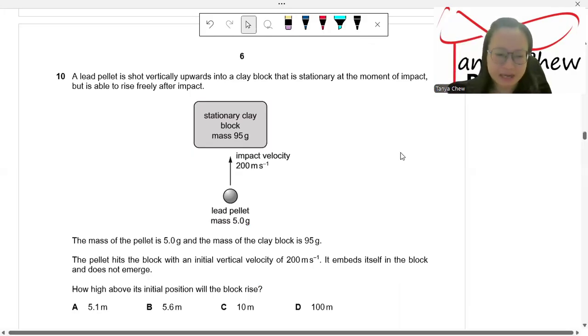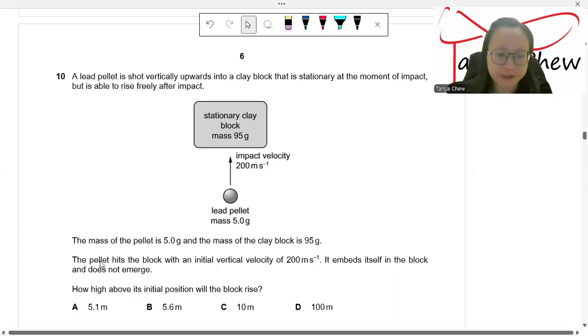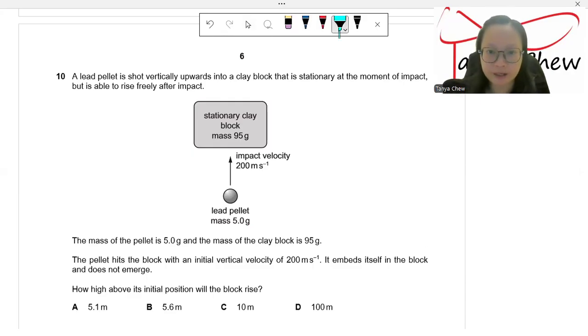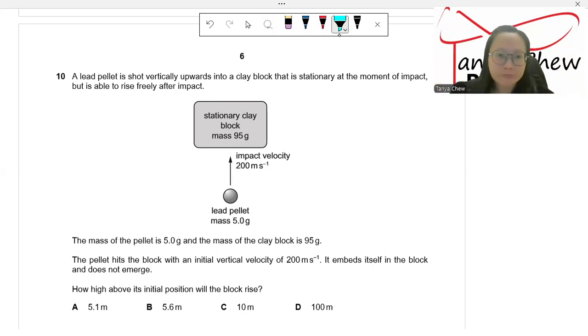Okay, this is not so easy. I need to calculate the final velocity because I only have the initial velocity of the lead pellet. And the question mentioned that it embeds itself in the block and does not emerge. And then how high it rises, there must be a speed of rising after that. So in order for them to move together to a certain height, the clay block and the pellet must move together. So I'm using the principle of conservation of momentum first, right?